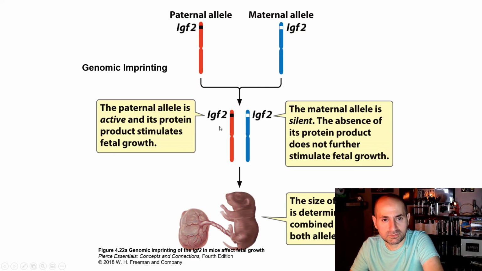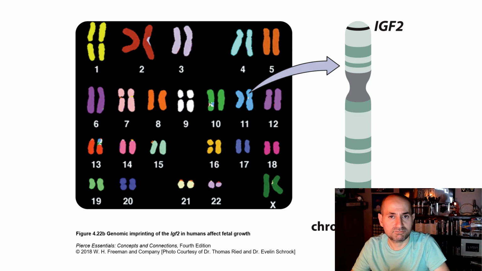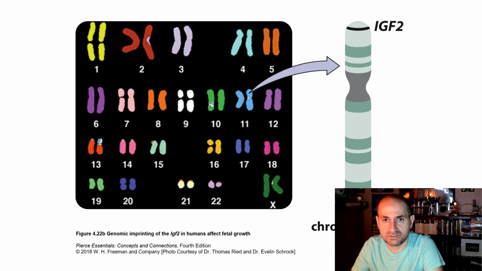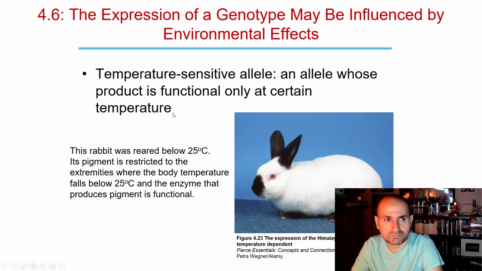Isn't that interesting? So here's an example of genomic imprinting, where you're inheriting a gene, but it is switched off depending on which parent you inherited from. Humans also have an IGF-2 allele, and it is also imprinted, and it can affect fetal growth. So very interesting. Another example of how animals can lend to human studies.